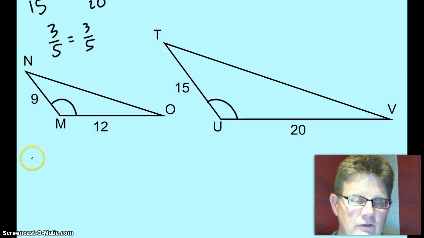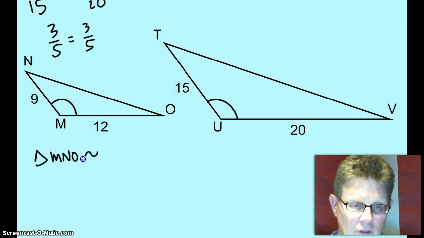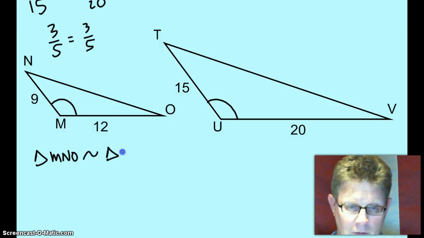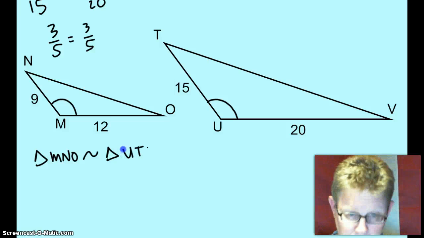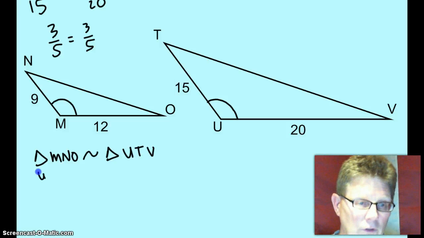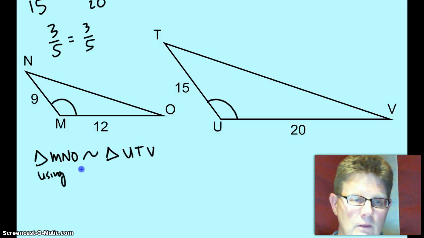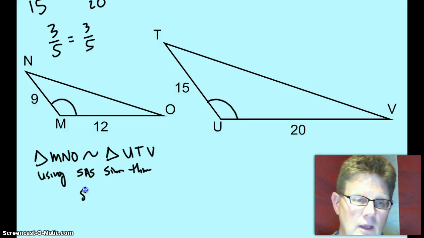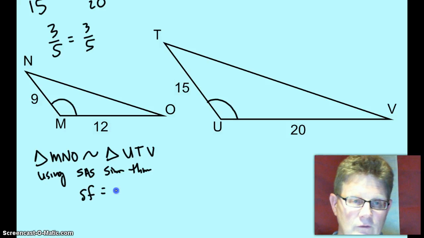So our similarity statement is triangle MNO, alphabetical order on the first one, similar to triangle UTV, using the side-angle-side similarity theorem, and the scale factor is 3 to 5.